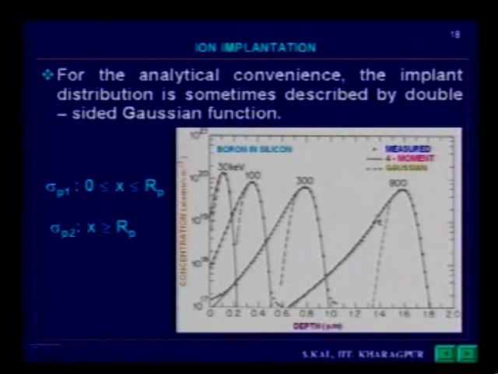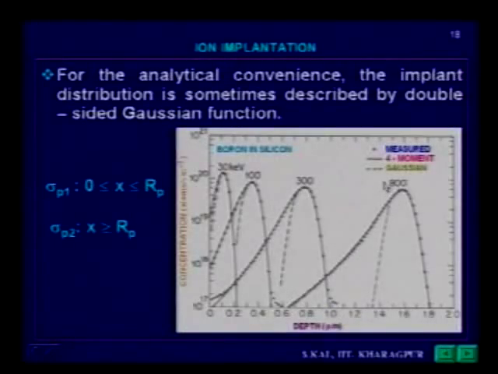The dotted line is full Gaussian, and this curve is for boron implantation in silicon for different energies, varying from 30 keV to 800 keV. Curves are for 30 keV, 100 keV, 300 and 800. As the energy increases, the depth will also increase, delta RP will increase. Delta RP basically gives you the idea of the depth of implantation.